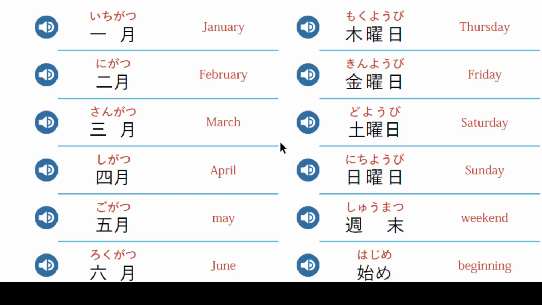May, the 5th month, 5 plus month, 5月. Similarly, I need not explain June, 6月, July, 7月, August, 8月, September, 9月. We have one more way to say 9 in Japanese, which is Q and not Ku. But just like as I said about April, we do not say yongatsu, we just say shigatsu.